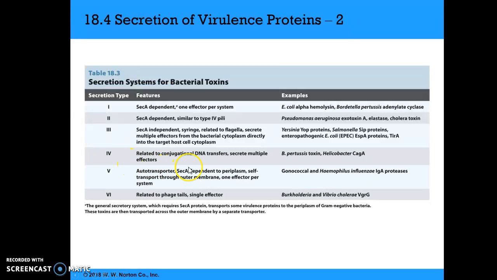Secretion type 4. It's related to conjugational DNA transfers. Secretes multiple effectors. The Bordetella pertussis toxin and Helicobacter CAG-A are examples. Secretion type 5. It's an autotransporter, SEC-A dependent to periplasm, self-transport through the outer membrane, and we have one effector per system. Examples, the gonococcal and Haemophilus influenzae IgA proteases. And then finally, secretion type 6 is related to phage tails, a single effector. Burkholderia and Vibrio cholerae VGRG are examples.